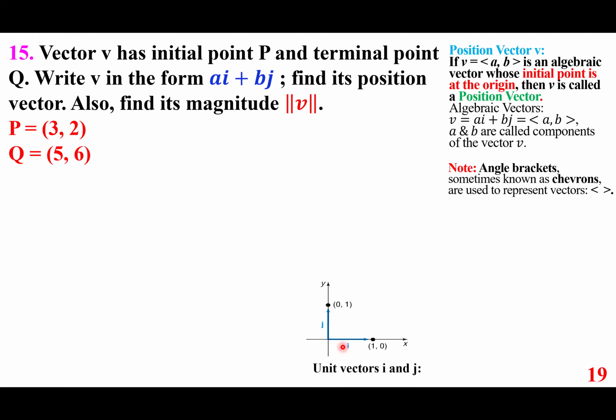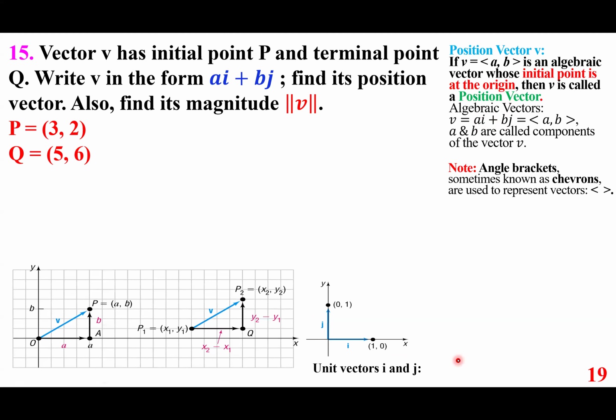So if the magnitude is 1 along the x-axis, we end up with the terminal point of (1, 0). This is the i vector. If it's along the y-axis, (0, 1) is the terminal point. This is the j vector. Therefore, ai plus bj. So those are unit vectors i and j. Also, let's look at these two vectors. They are identical because they are parallel and they have the same size.